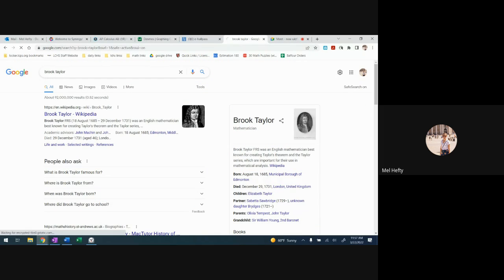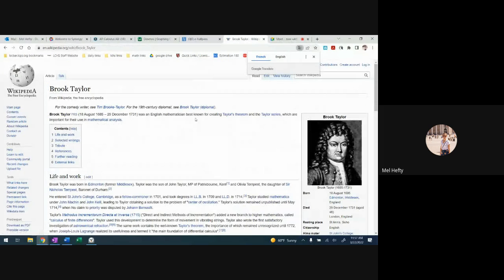Look at this guy. Brook Taylor, responsible for Taylor series. He looks like every European mathematician ever. Yeah, pretty much. I mean, wigs were a thing back then.